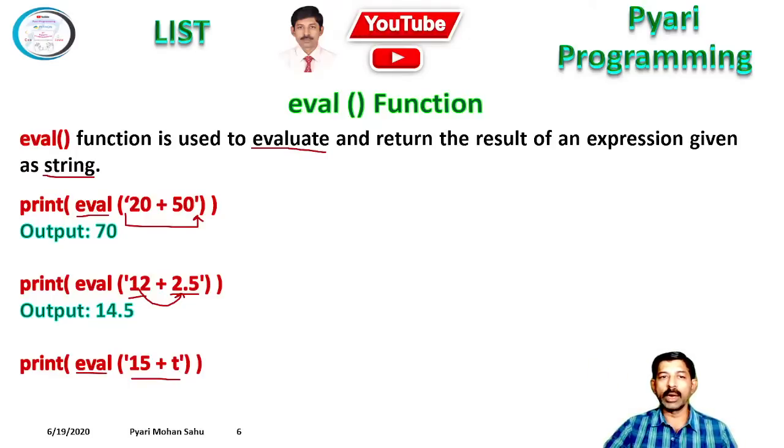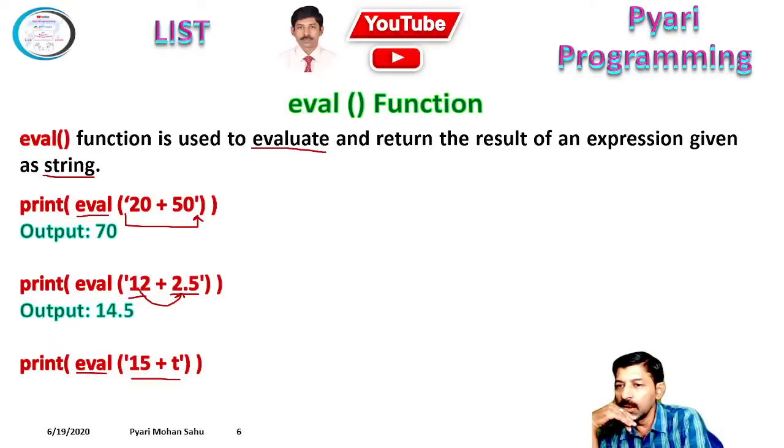Why are we going to get an error message this time? What is the reason behind it? If you are unable to tell, then I will tell. Int plus float, no, it is not going to show an error message. I am talking about the last one, this one: eval of 15 plus t. Because t is not an integer.